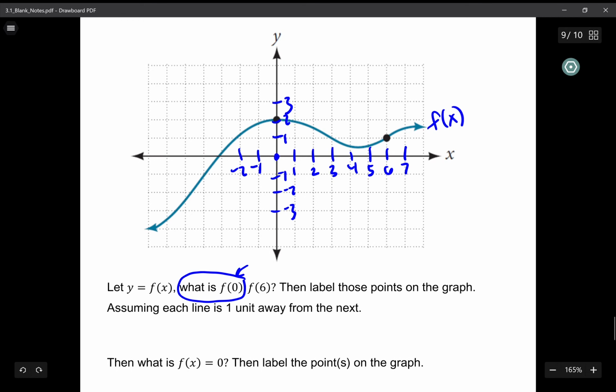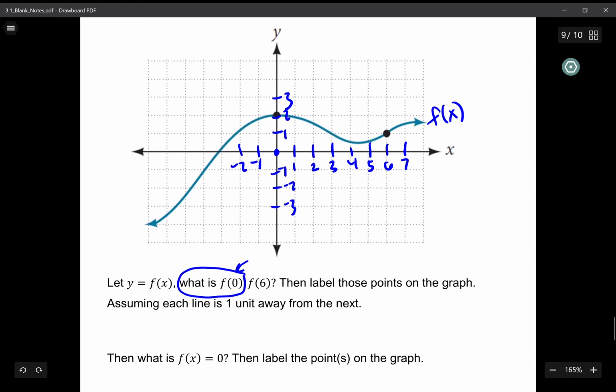At 0, I really wish I could change colors, but I can't seem to get my pen to come up since I started videoing. Or maybe I set it right over this thing. Oh well.